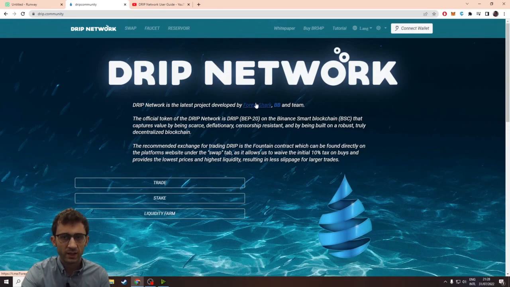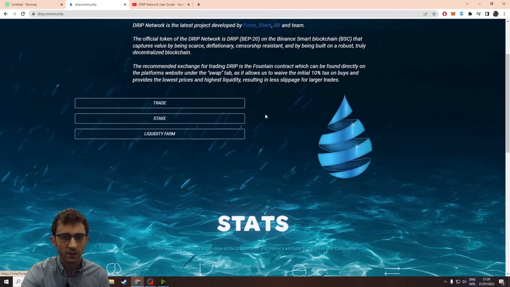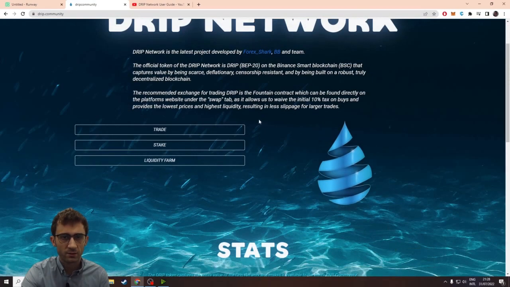I don't see any KYC. I don't see any audit completed by this project. So it's nothing, there's no good sign there. Then they say the official token of the Drip network is Drip BEP20 on the Binance Smart Chain BSC, now BNB, so it captures value by being scarce. Okay, so now suddenly BSC is scarce, like Bitcoin. I don't understand how this relates to their project, but okay.